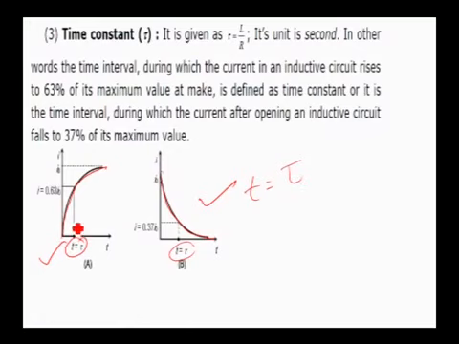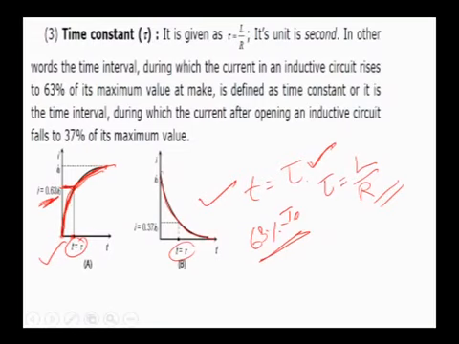As the key is closed, current starts increasing at an exponential rate. Suppose you take a particular value of current which is 63% of its maximum value. The time taken by the current to increase to 63% of the maximum value is called the time constant, and this time constant is given by the formula tau is equal to L by R.